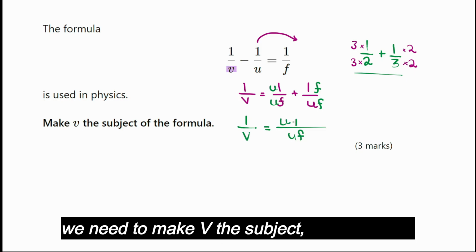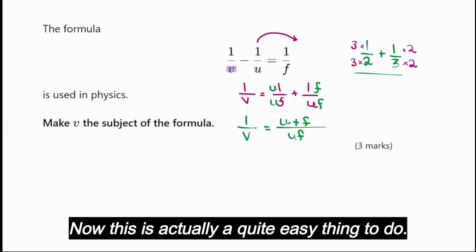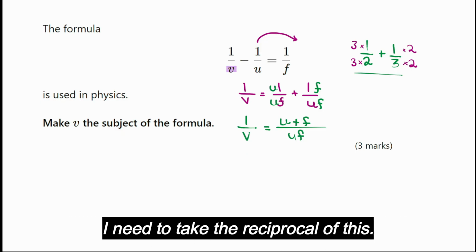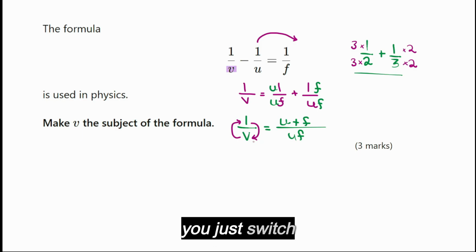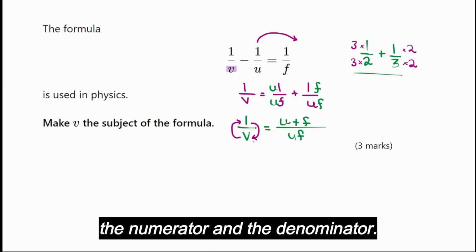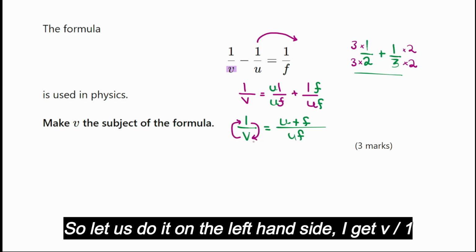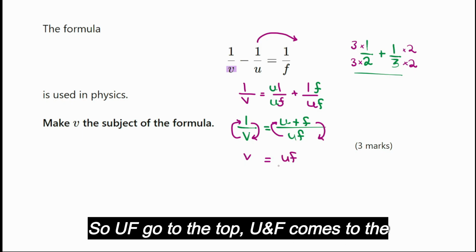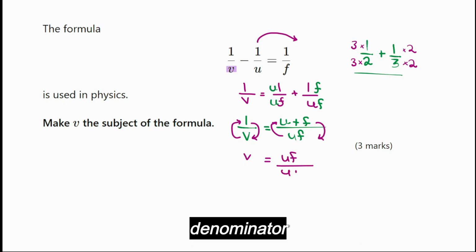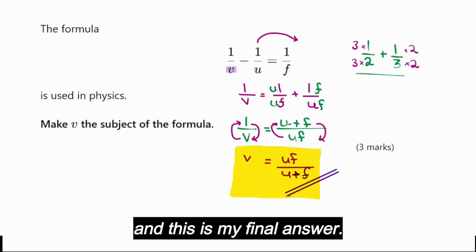Now we need to make V the subject, but I got 1 over V. Now this is actually a quite easy thing to do. I need to take the reciprocal of this. What is reciprocal? Reciprocal is 1 over. You just switch the numerator and the denominator. So let's do it on the left hand side. I get V over 1, which is just V. And this one, you do the same thing exactly. So UF go to the top, U add F comes to the denominator, and this is my final answer.